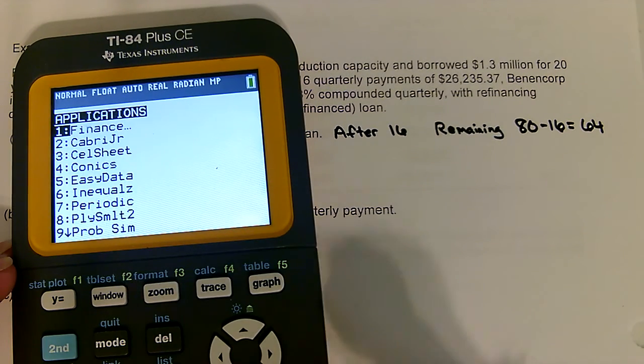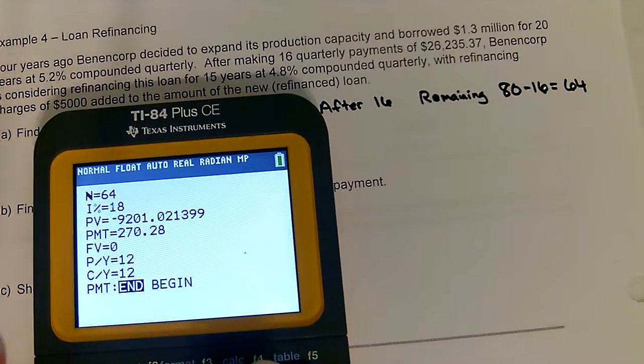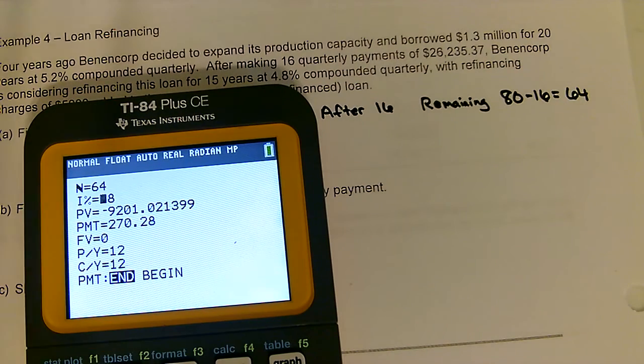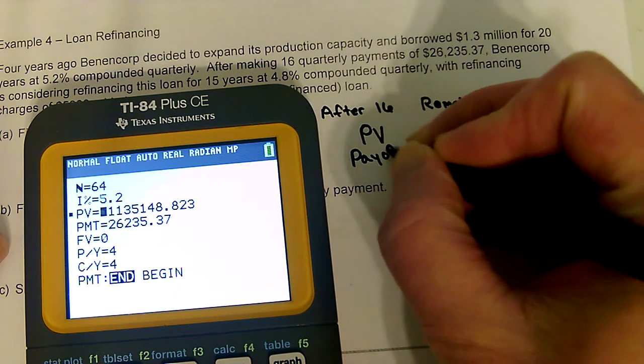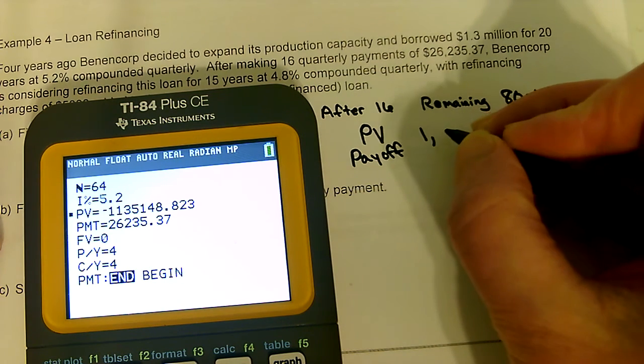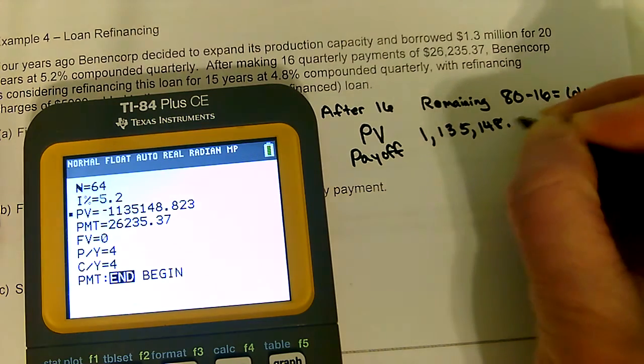So I'm going to go in here. And we have 64 remaining. The interest rate that he was at was 5.2%. We're looking for that. He was paying $26,235.37 quarterly. So that's a 4. So the payoff amount, the present value or the payoff, is $1,135,148.82. Let's go all the way.